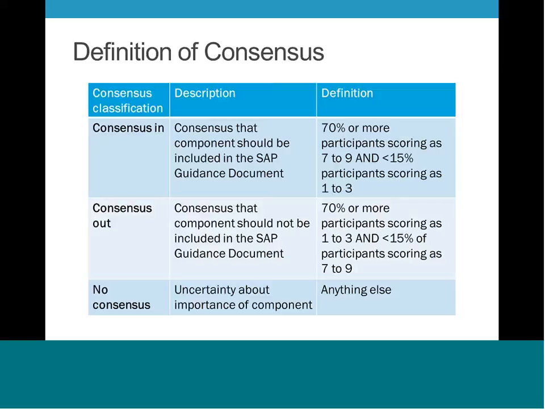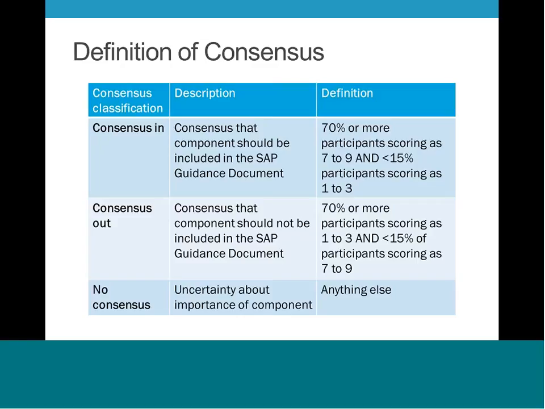So the definition of consensus that we used was the following. The Delphi survey used a 1 to 9 scale, where a score of 1 to 3 was classed as not important, 4 to 6 was classed as important but not critical, and 7 to 9 was classed as critically important. So for a component to be classed as consensus in, which would be consensus that the component should be included in the SAP guidance document, the definition was 70% or more participants scoring as 7 to 9 and less than 15% participants scoring as 1 to 3.